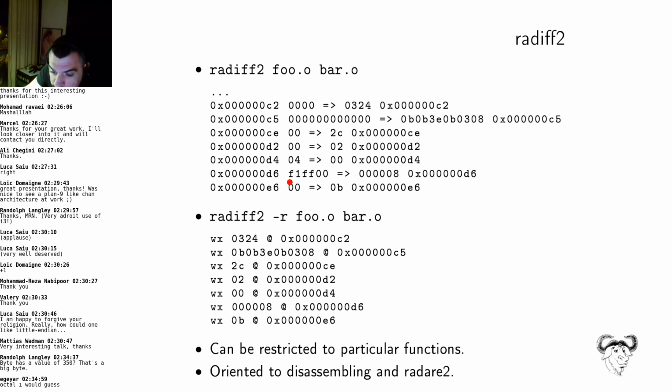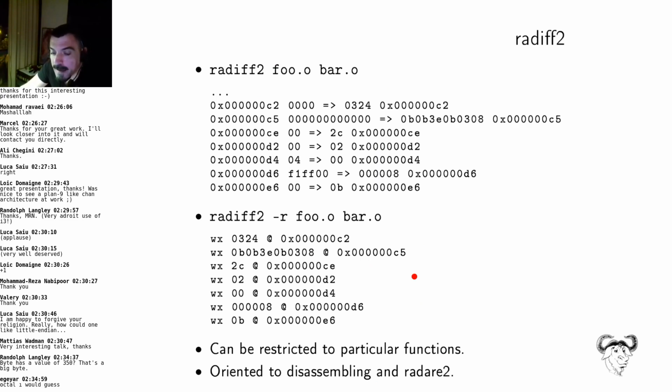and so on. Then you can pass an option -r, and if you pass the option -r, radiff2 generates commands for Radare2 that you can actually just inject into the command line application, and then it will basically change foo.do into bar.do, right? This is useful to generate some sort of patches.